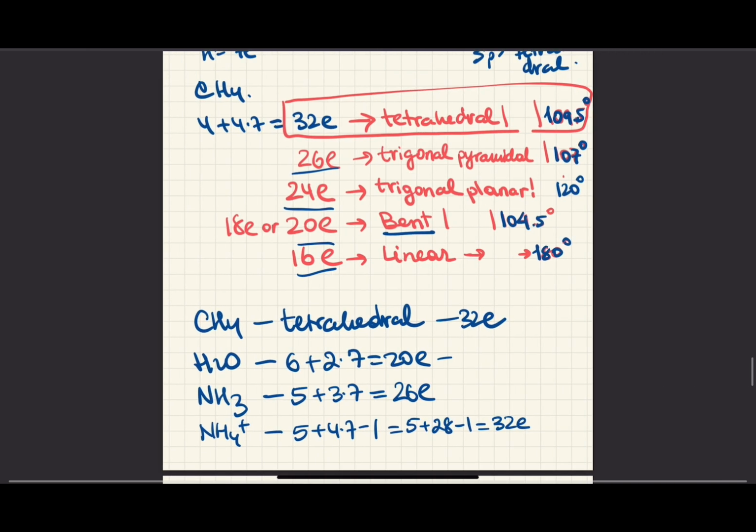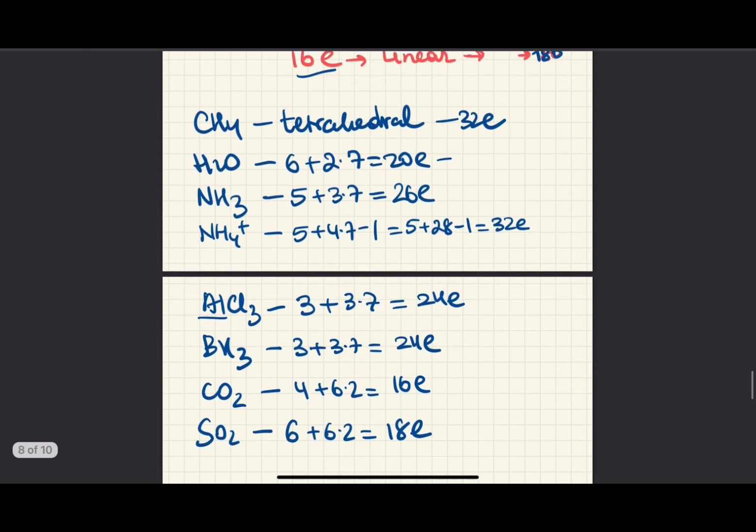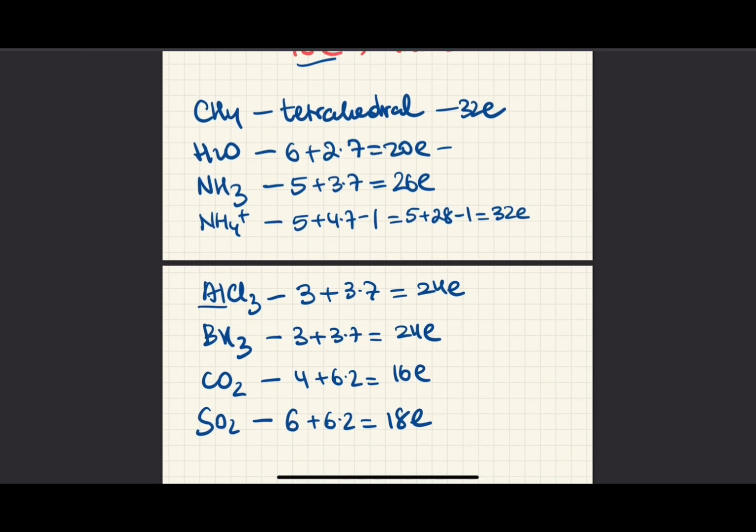Okay, just remember this. You will memorize this table and everything will be good in the exam. Now, as you see, I'm gonna color the same molecular shape. So 32 electrons, CH4 and NH4 plus, they are both tetrahedral. The ones with 24 electrons, they are both trigonal planar.